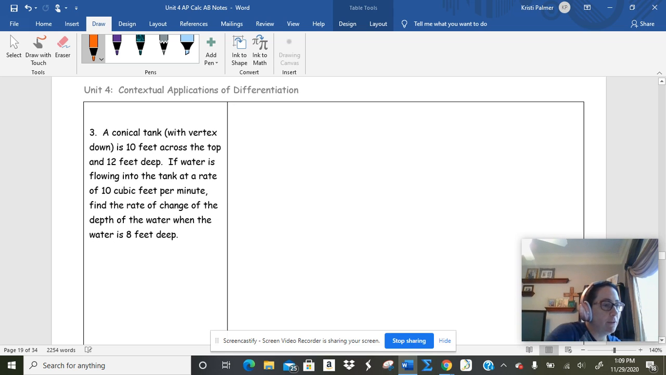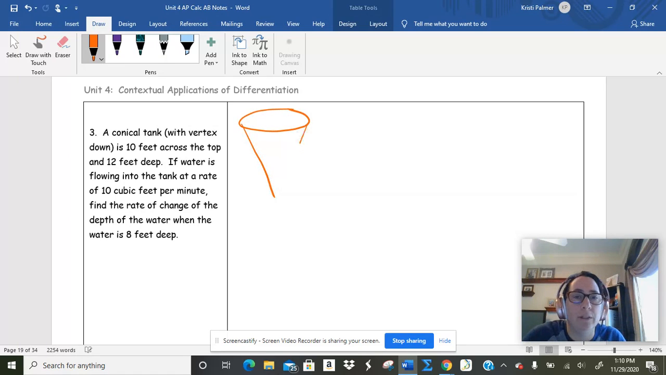Okay, so day 5 is really just a continuation of day 4. So we're going to get into some tougher related rates now, or I guess I should say some more fun related rates. So here we have a conical tank with a vertex down. So I'm going to draw my conical tank with a vertex down. It is 10 feet across the top and 12 feet deep.